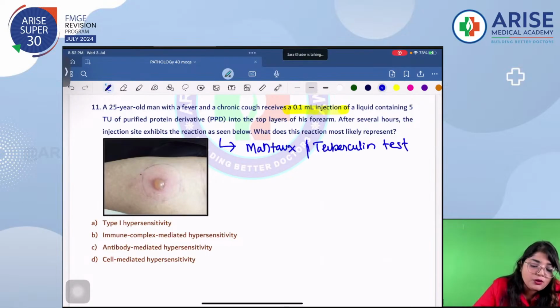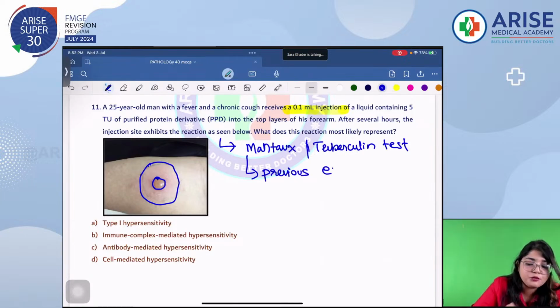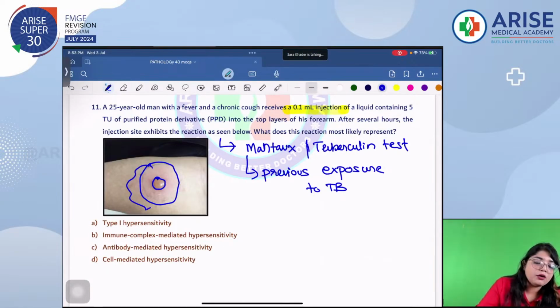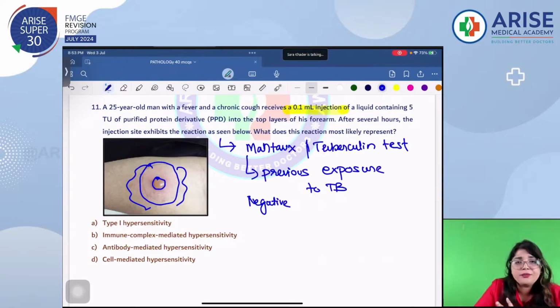And as you can see, what has happened? We had put the PPD here, and we had put a circle around it. We are doing this test to check any previous exposure to TB, right? If there was any previous exposure, this inflammation would have gone outside. So this is most likely a negative test, meaning the patient had no previous exposure.